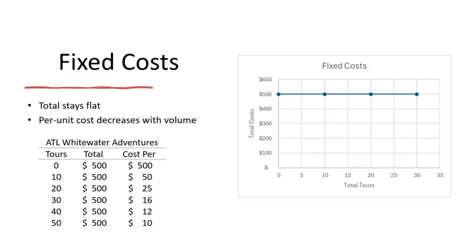Just don't make a mistake. Don't mistake the lower per unit number for actual savings. The total cost hasn't changed. It's just being divided among a different number of tours.